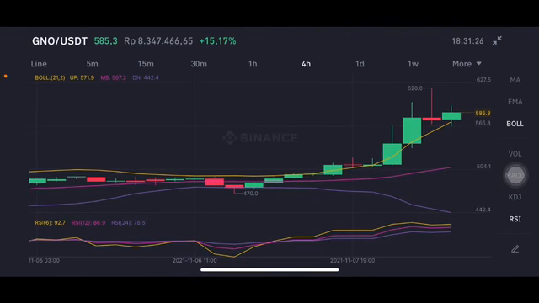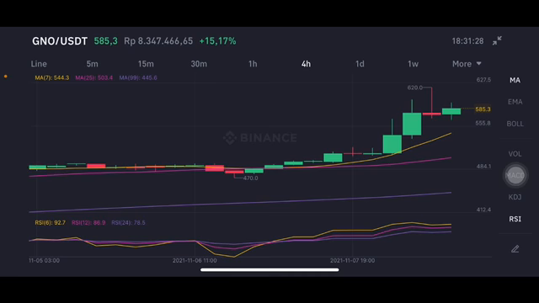Now I'm gonna talk about GNO price prediction. So the price is still above all of the moving averages. If the price is still above this one, moving average 7, the yellow one here, 544, then there is still an opportunity to go up and get higher.